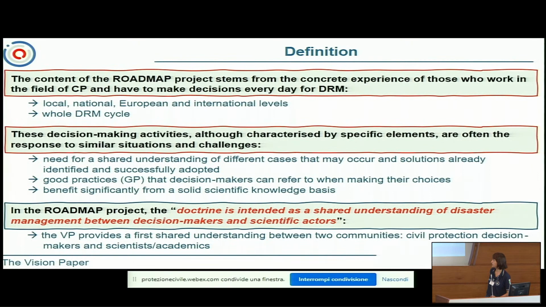Some definitions. The context of our project stems from the concrete experience of those who work in the field of civil protection and have to make decisions every day, as our head of department said today, in our field of disaster management. So we work at different scales, local, national, international, and deal with the whole risk cycle. So not only emergency, but the management of prevention, preparedness, response, and overcoming.